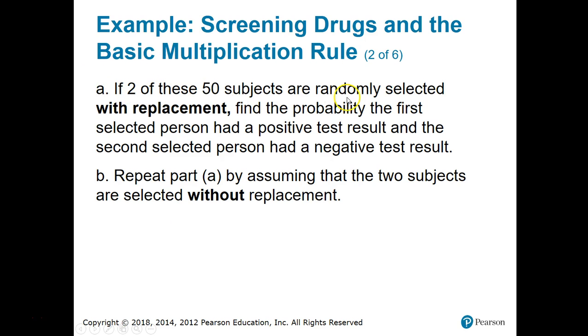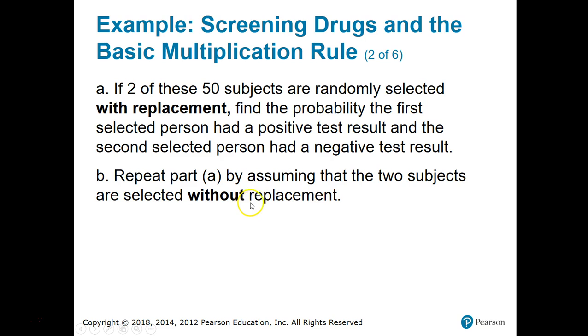If 2 of the subjects are randomly selected with replacement, it means you put them back in, then you randomly select. You can find the probability the first selected person will have a positive test result and the second person will have a negative test result. So these are independent. You're putting every person back, so that doesn't affect anything. So you simply take the number of people who have positive test results divided by 50. Then take the number of negative test results and divide it by 50.